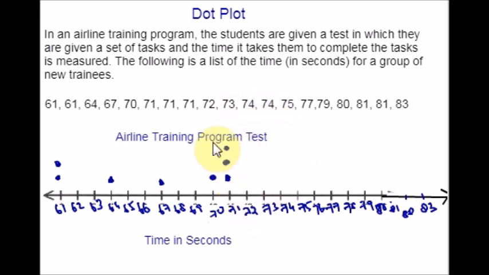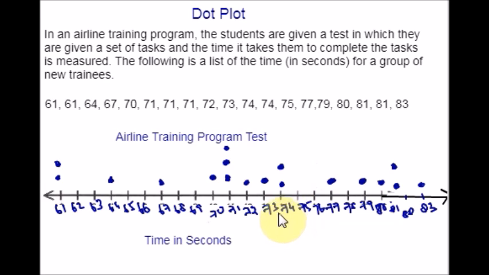Next number is 72. Only one 72 is there, so one dot above 72. How many 73s are there? Only one. Since we are drawing it by hand, it is not a problem. The dots may not look perfect. Okay, next number is 74. There are two 74s, so two dots, one above the other. Only one 75, only one 79, 77 and 80. Two 81s and one 83. Let me make the dot plot for each. That's it for this example.